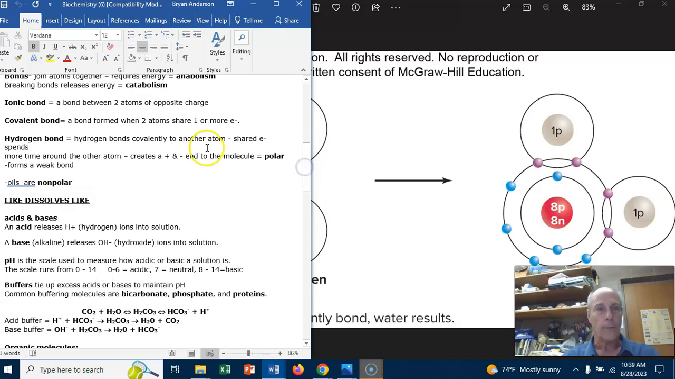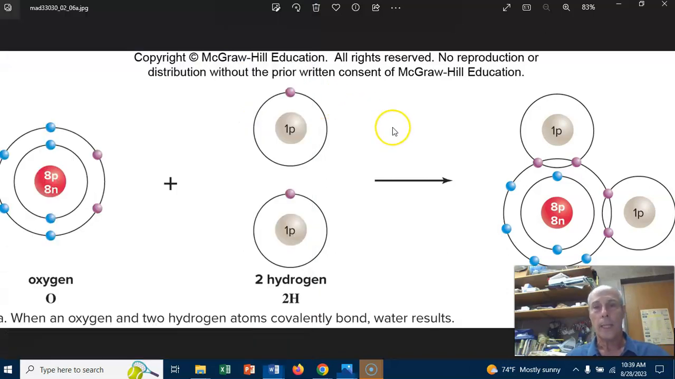Now, real important difference here. In an ionic bond, an electron moves from one atom to another. It's no longer around the sodium, it's now around the chlorine. With a covalent bond, an electron is shared. That means it spends part of its time around one nucleus, part of its time around another. You got to keep that in mind. Shared versus taken or lost. In a covalent bond, it's shared.